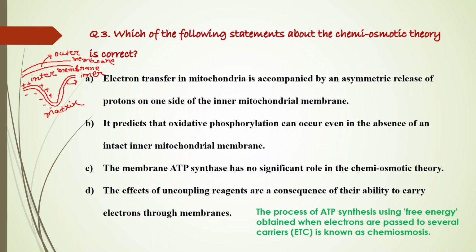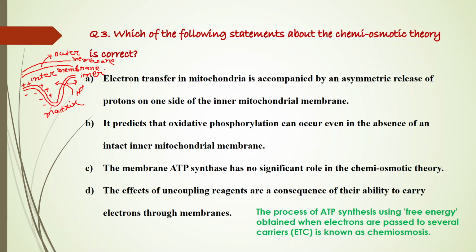Because of that, when you require to synthesize ATP you require a transport of H plus ions from the matrix to the intermembrane space. That is coupled with the ATP synthesis, and the free energy that is required during the passing of the electrons that are associated, that is known as chemiosmosis. So what should be your correct option then? I have shown you the process. I have described the statement of what chemiosmosis is.